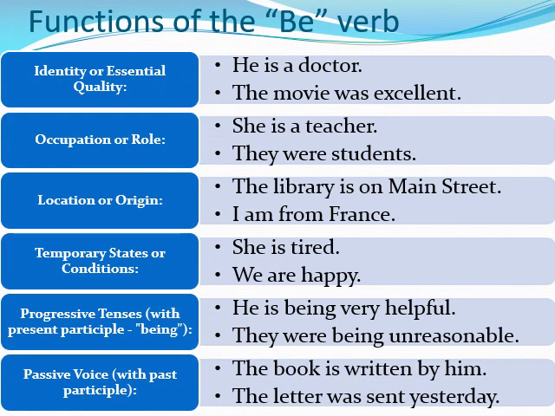Now we're going to have some examples of the way that you can use the verb be. First, you can use it as an identity or essential quality. He is a doctor. The movie was, past tense, excellent. It can talk about your occupation or role. She is a teacher. They were, past tense, students.